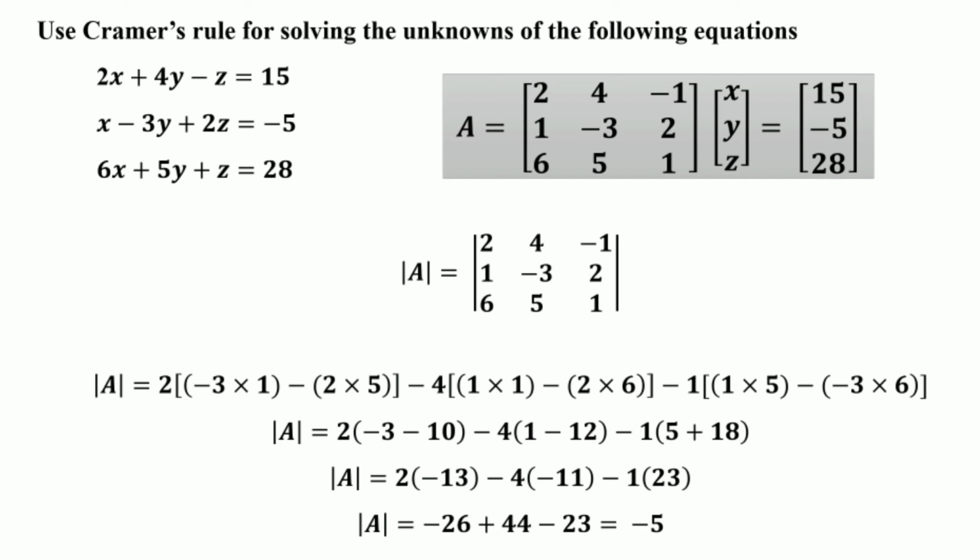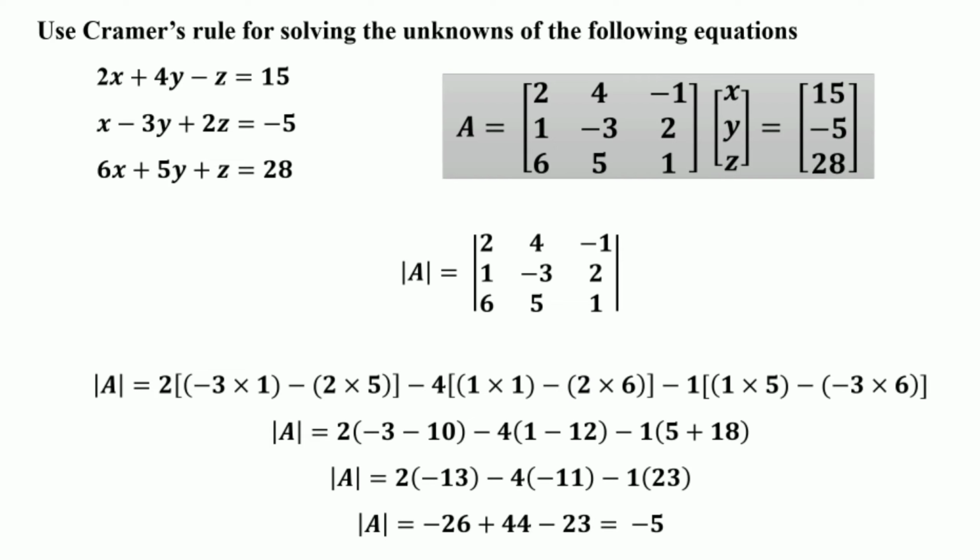Now we have another example of 3 equations with 3 unknowns. The 3 equations are 2x plus 4y minus z is equal to 15, x minus 3y plus 2z is equal to minus 5, and 6x plus 5y plus z is equal to 28. And the 3 unknowns are x, y and z. Now we have to rewrite these equations in the form of AX is equal to B, where A is the coefficient matrix. So the coefficients here are 2, 4, minus 1, 1, minus 3, 2, 6, 5 and 1.